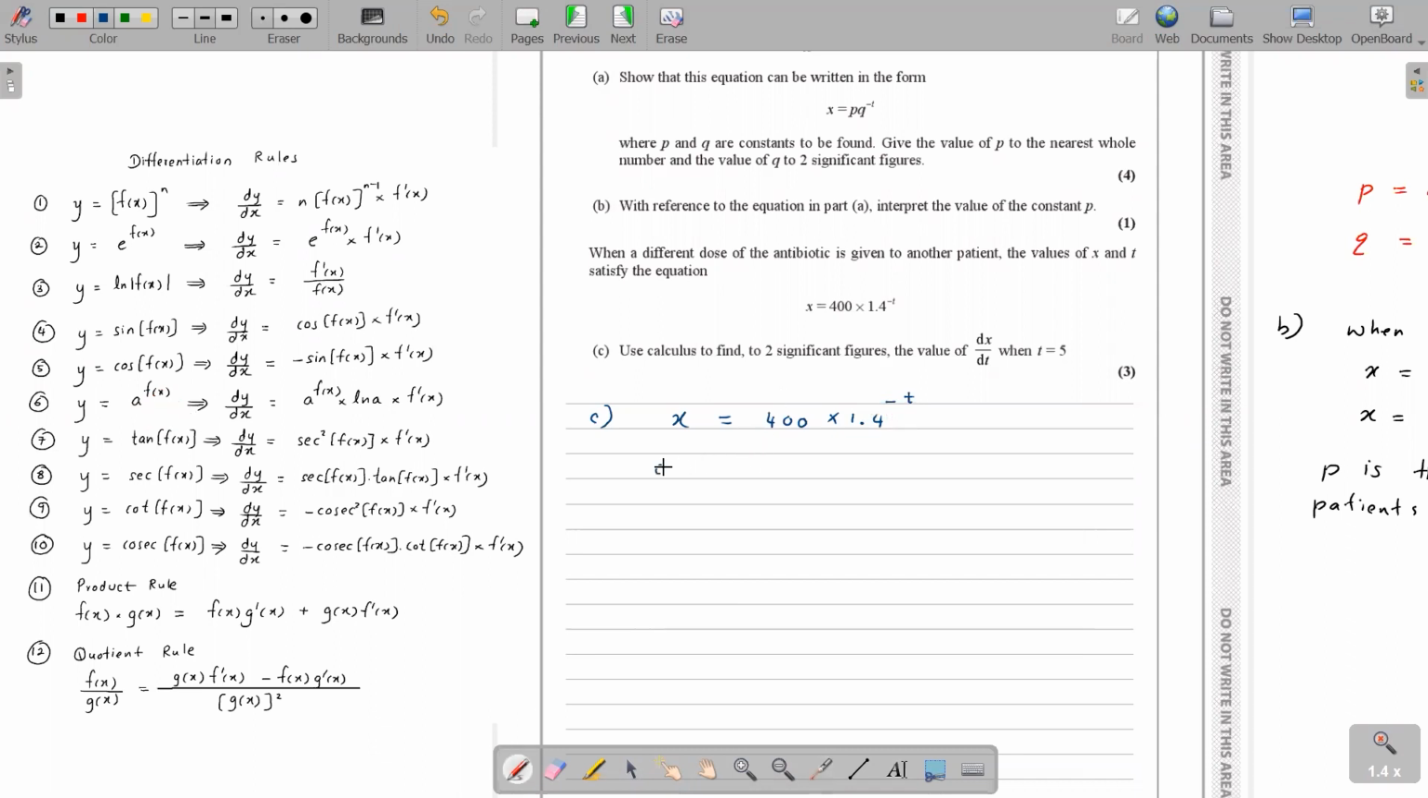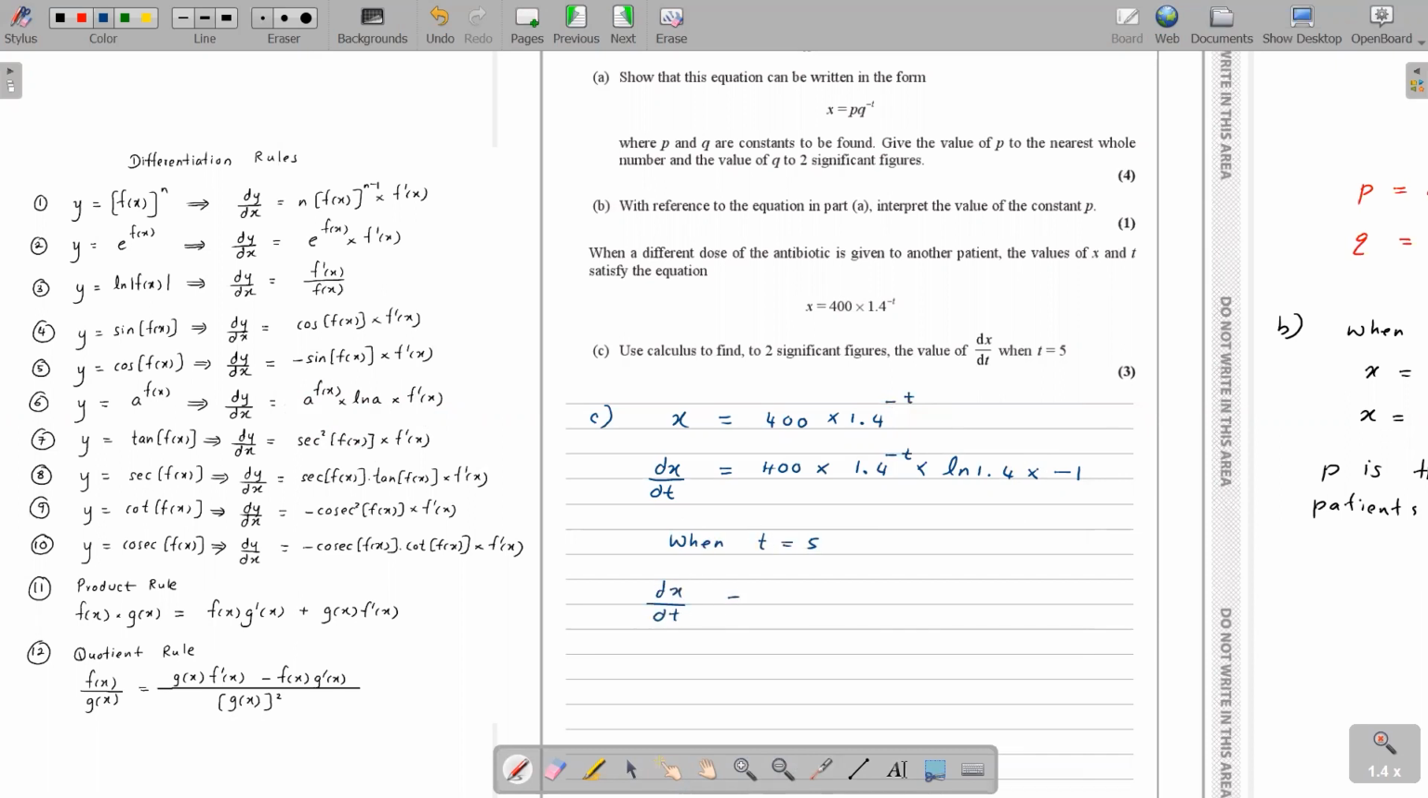So when we differentiate, dx by dt equals 400 into 1.4 to the power minus 3t. According to this rule, we get 1.4 to the power minus 3t into ln 1.4 into f dash, the differentiation of the power. Here f(x) is the power, which is minus 3t, and its differentiation is minus 3. Just follow the rule. And then they ask you to find the answer to 2 significant figures when t equals 5.